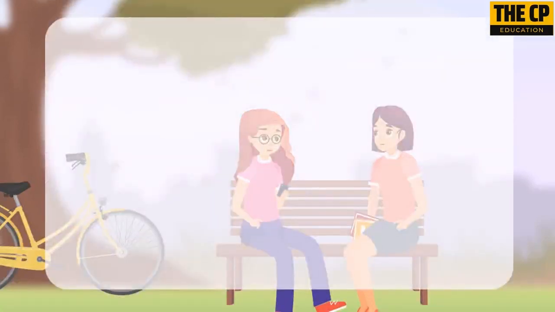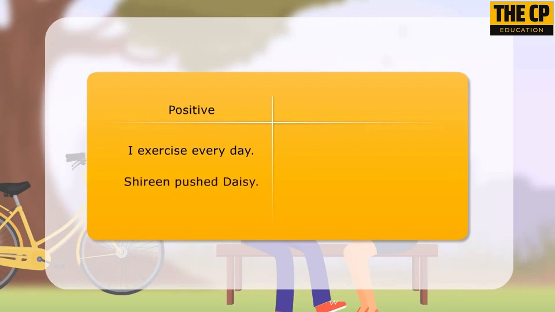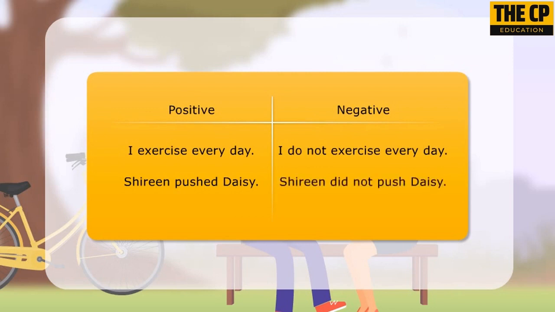Here are few more examples of positive and negative sentences. Positive. I exercise every day. Shireen pushed Daisy. Negative. I do not exercise every day. Shireen did not push Daisy.